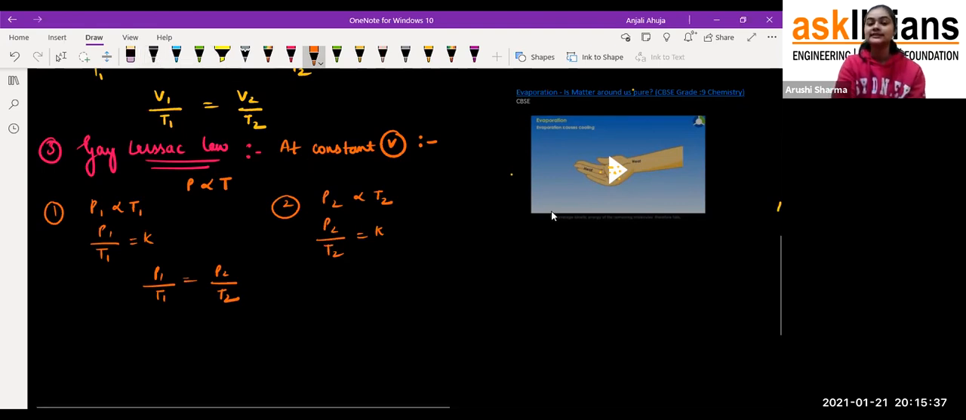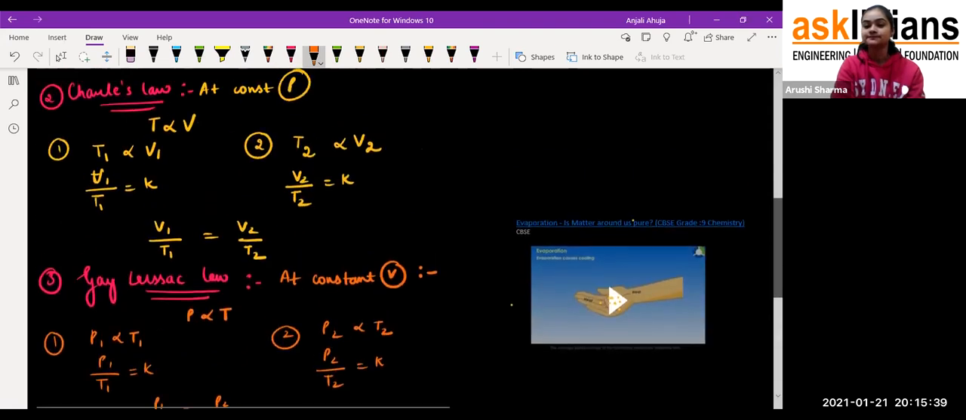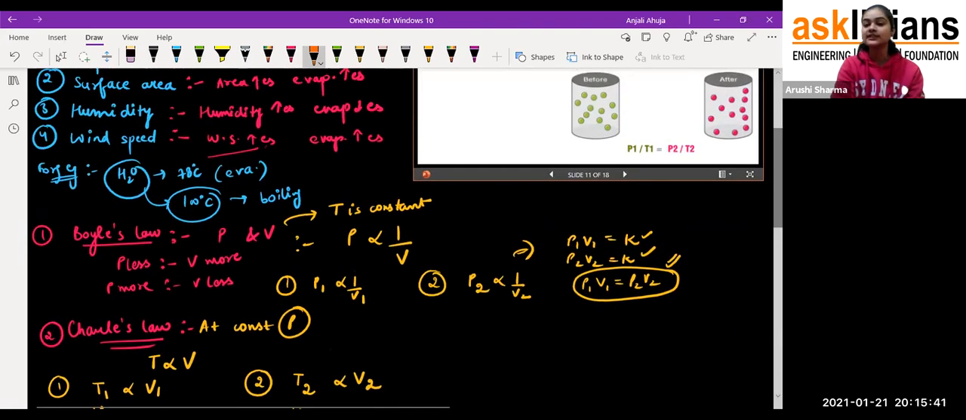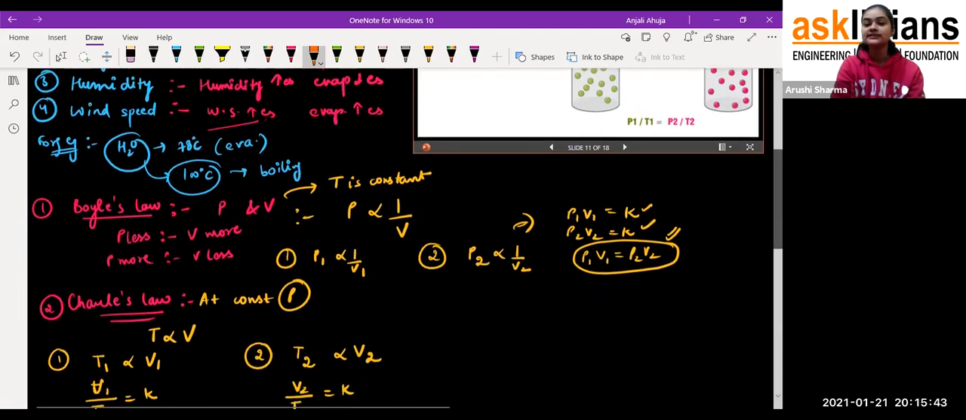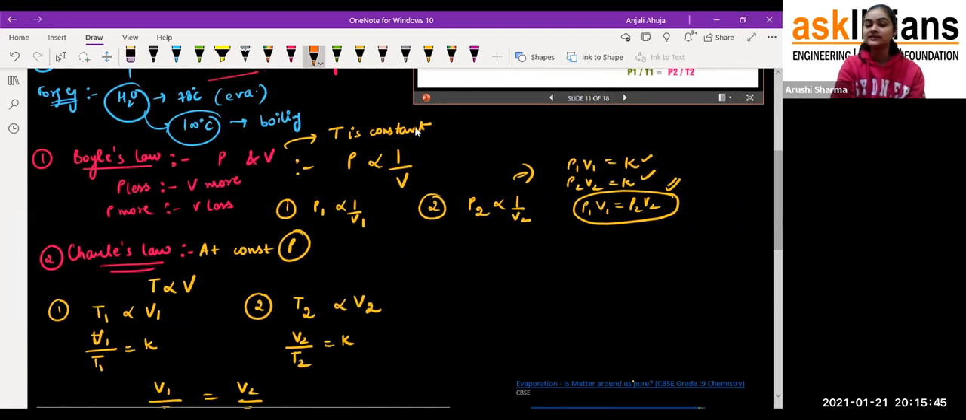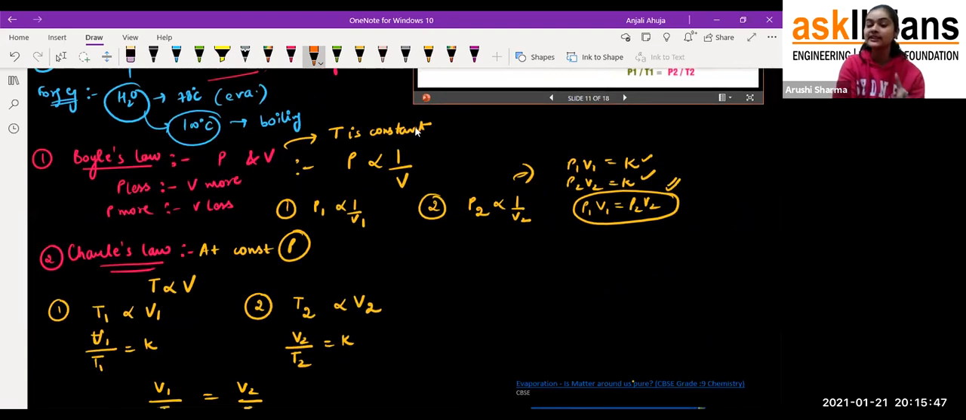Okay. So this is the Gay-Lussac law, students. So what we have studied till now: Boyle's law, which says that the temperature is constant. Then Charles's law, where pressure is constant, then volume is constant, and we are getting all of these equations. P1 V1 is equal to P2 V2 from Boyle's law. V1 by T1 is equal to V2 by T2, it is Charles's law, and the Gay-Lussac law says that P1 by T1 is equal to P2 by T2. So that's the point.